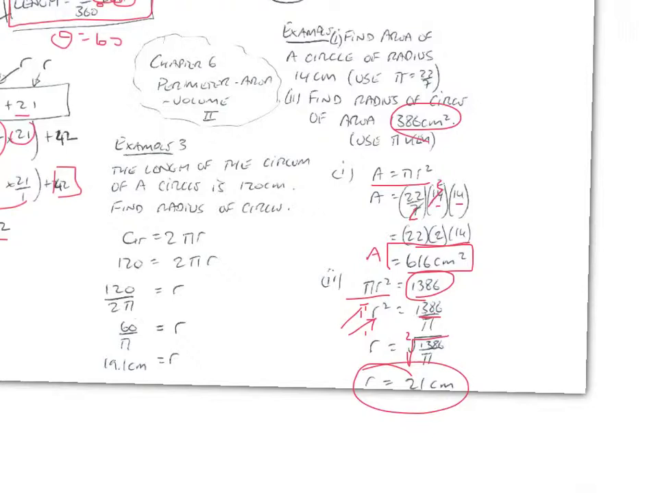Example 3, the length of the circumference of a circle is 120 centimeters. Find the radius. Well, the circumference equals 2 pi r, so 120 equals 2 pi r. R is equal to 120 over 2 pi, which is equal to 60 over pi. So r is equal to 19.1 centimeters.